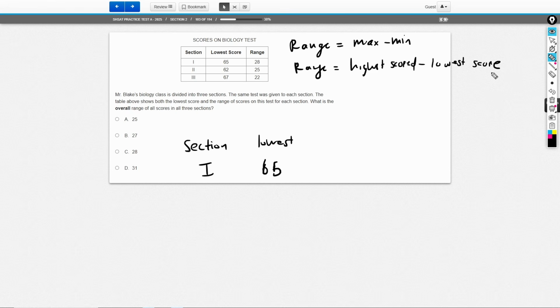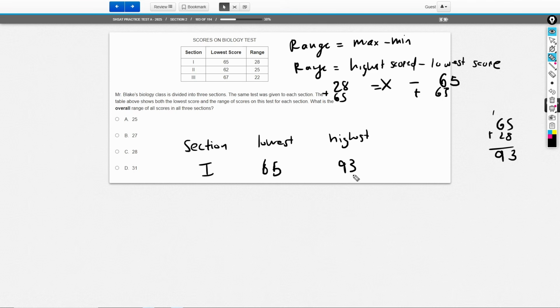So in this case, the lowest score had to have been 65. The highest score we don't know. And finally, the range was 28. So 28 is equal to x minus 65. If I add 65 to both sides, 65 plus 28, that's 93. That means that the highest that someone scored here was a 93. Because 93 minus 65 is 28, right?